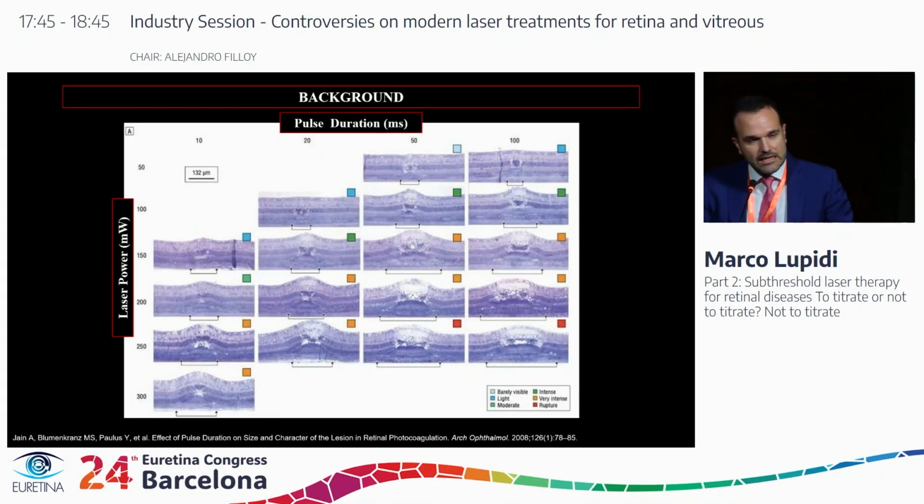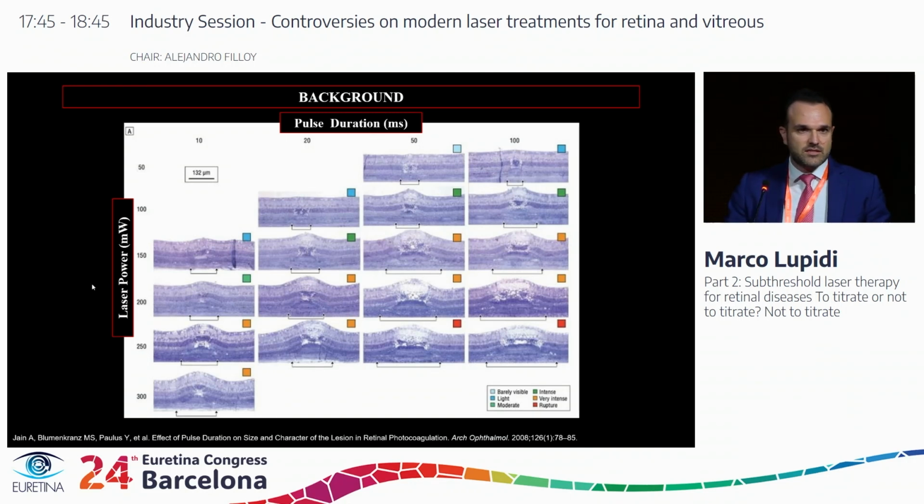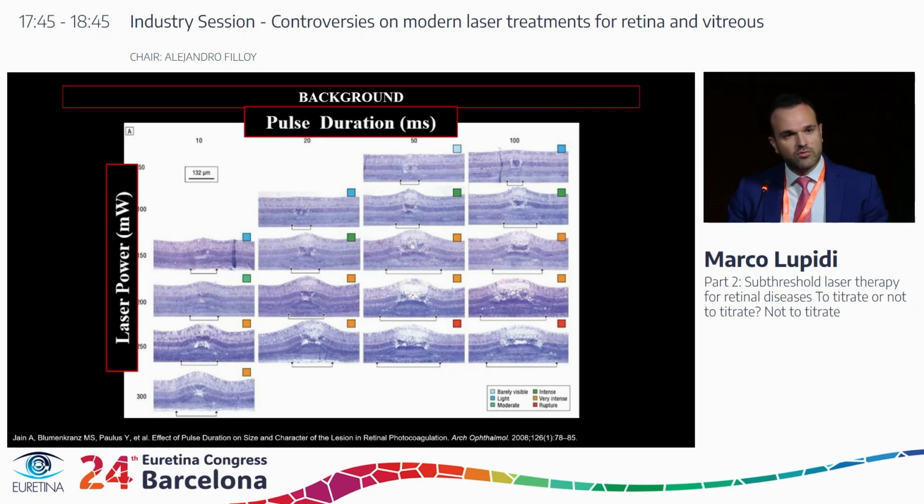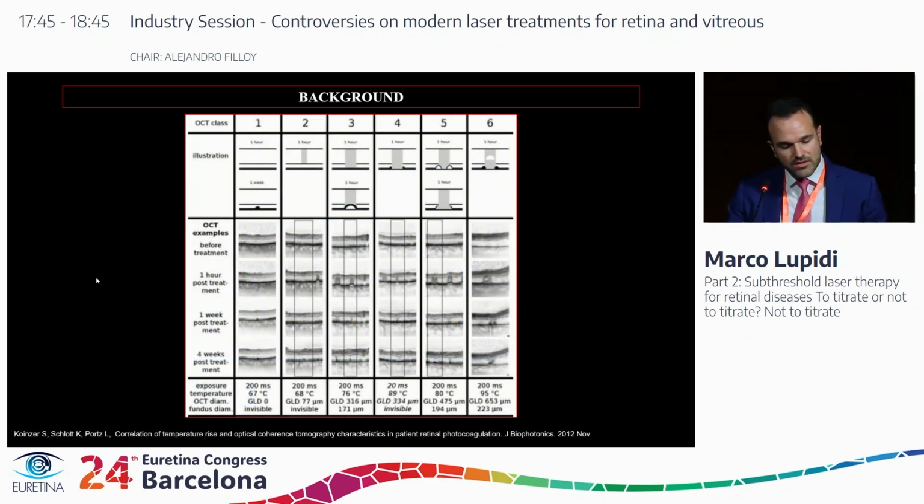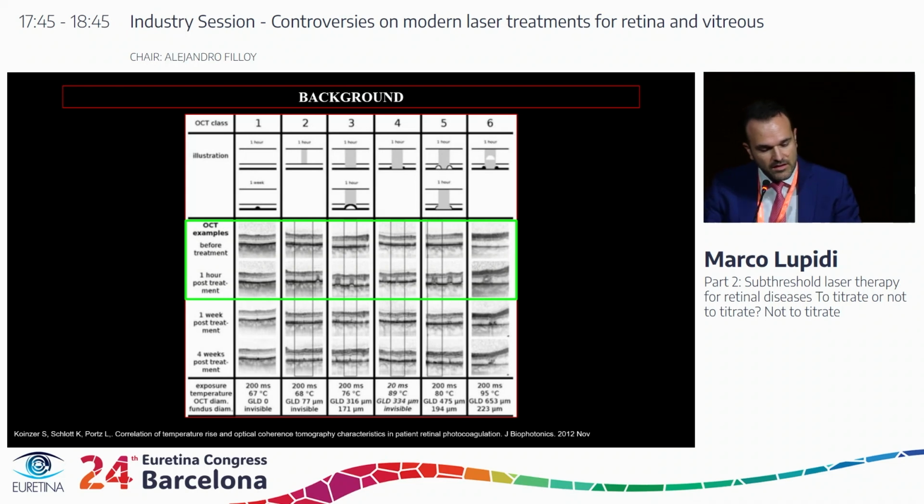We all know that the damage that we induce at the level of the retina, and this is documented from a clinical pathological point of view, mostly depends on the pulse duration and the laser power. This type of damage has also been shown on structural OCT, which shows that the very early damage we can observe just one hour after treatment, depending on the duration of the pulse and the laser power, may affect the RPE, the outer plexiform and outer nuclear layer, and obviously also the photoreceptor layers.